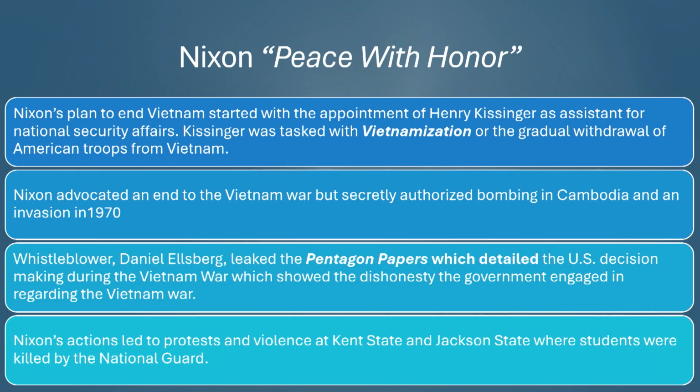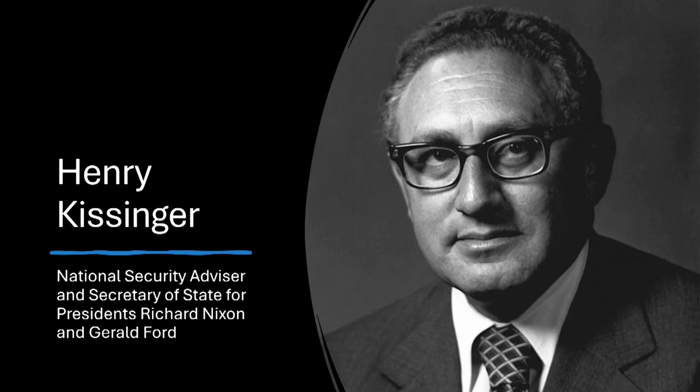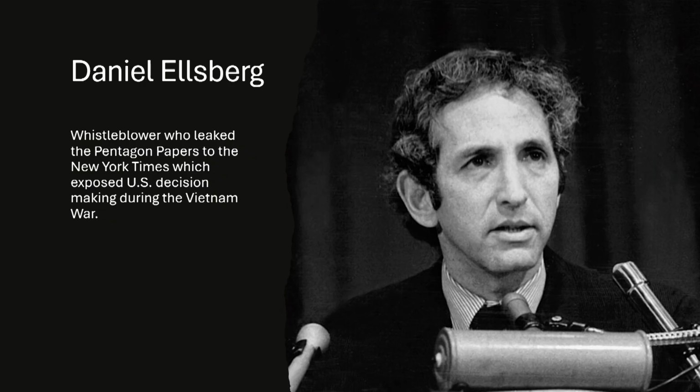Nixon's actions led to protests and violence at Kent State and Jackson State, where students were killed by the National Guard. And once again, these are events that cause a lot of people to look at the United States of America in terms of its role in the affairs of the rest of the world and go, maybe we should rethink the way that we're doing things. Here we have Henry Kissinger, National Security Advisor of Richard Nixon, who becomes the Secretary of State under Nixon and Gerald Ford. Here we have Daniel Ellsberg, the whistleblower responsible for the Pentagon Papers that showed America's secret bombings in Vietnam.